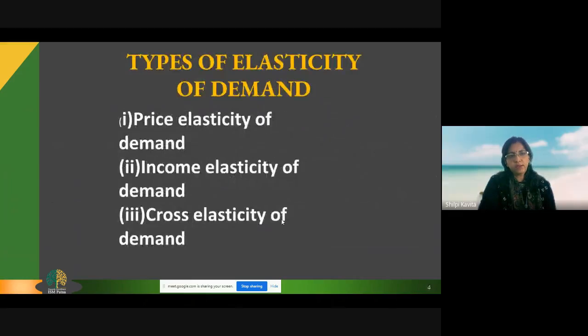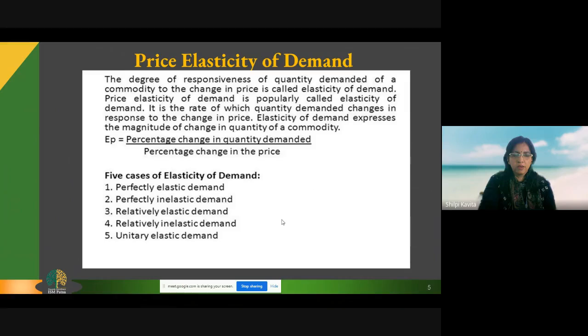We know that there are three types of elasticity of demand: price elasticity of demand, income elasticity of demand, and cross elasticity of demand. We have discussed much about the types of price elasticity of demand. In this session, I'll just repeat once again to revive your memory that there are 5 types of elasticity of demand: perfectly elastic demand, perfectly inelastic demand, relatively elastic demand, relatively inelastic demand, and unitary elastic demand.